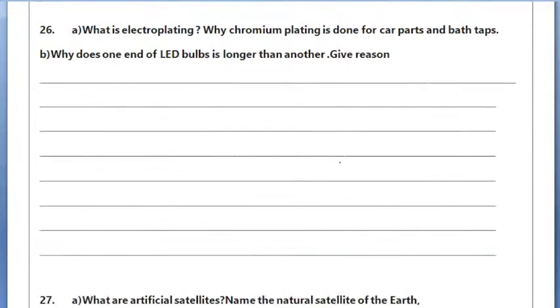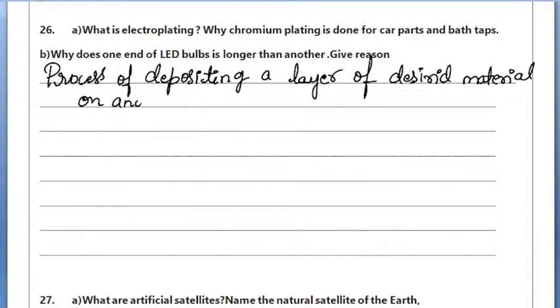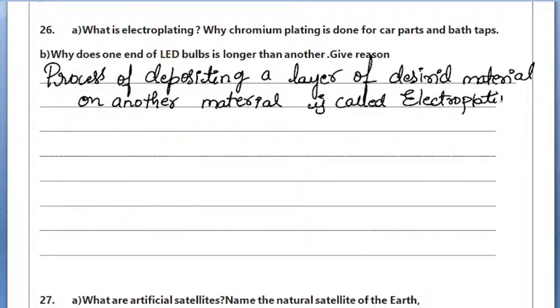So the next question, what is electroplating? Very simple. It is a process of depositing a layer of desired material on another material. It is called electroplating. What is electroplating? It is the process of depositing a layer of desired material on another material. It is called as electroplating.